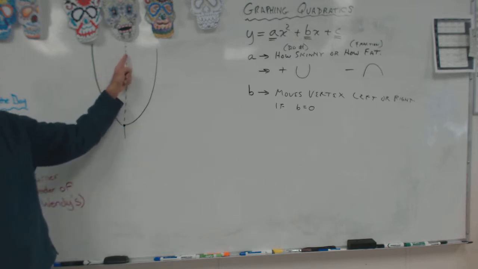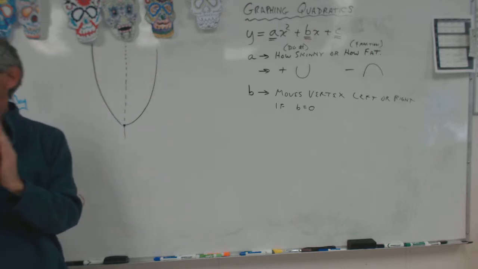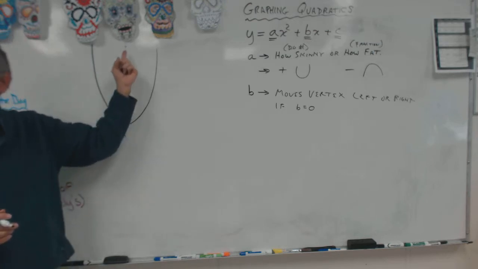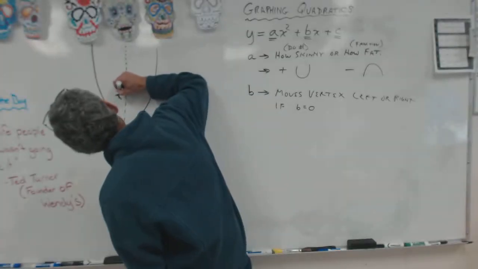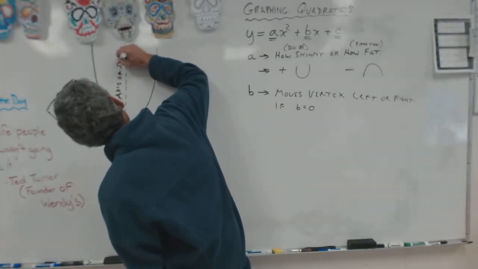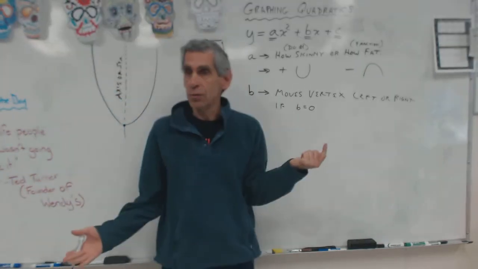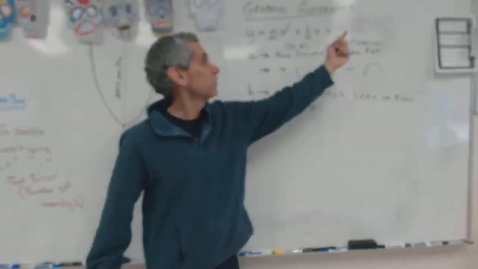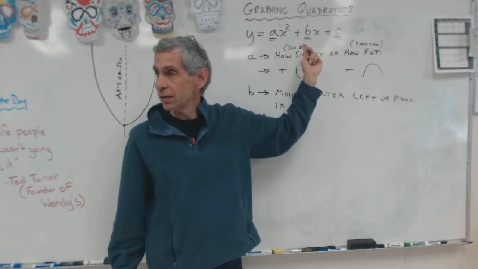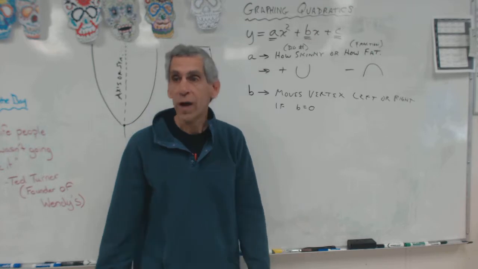All right, so that's my vertex, right? I know that the distance from here to here is exactly the same as the distance from here to here. These are symmetrical, each half of the thing, because they're symmetrical to the axis of symmetry. That's what this is. If B is 0, in other words, if there is no B, y is equal to ax squared plus c. No B. B is 0. Where is the axis of symmetry? The y-axis, exactly.